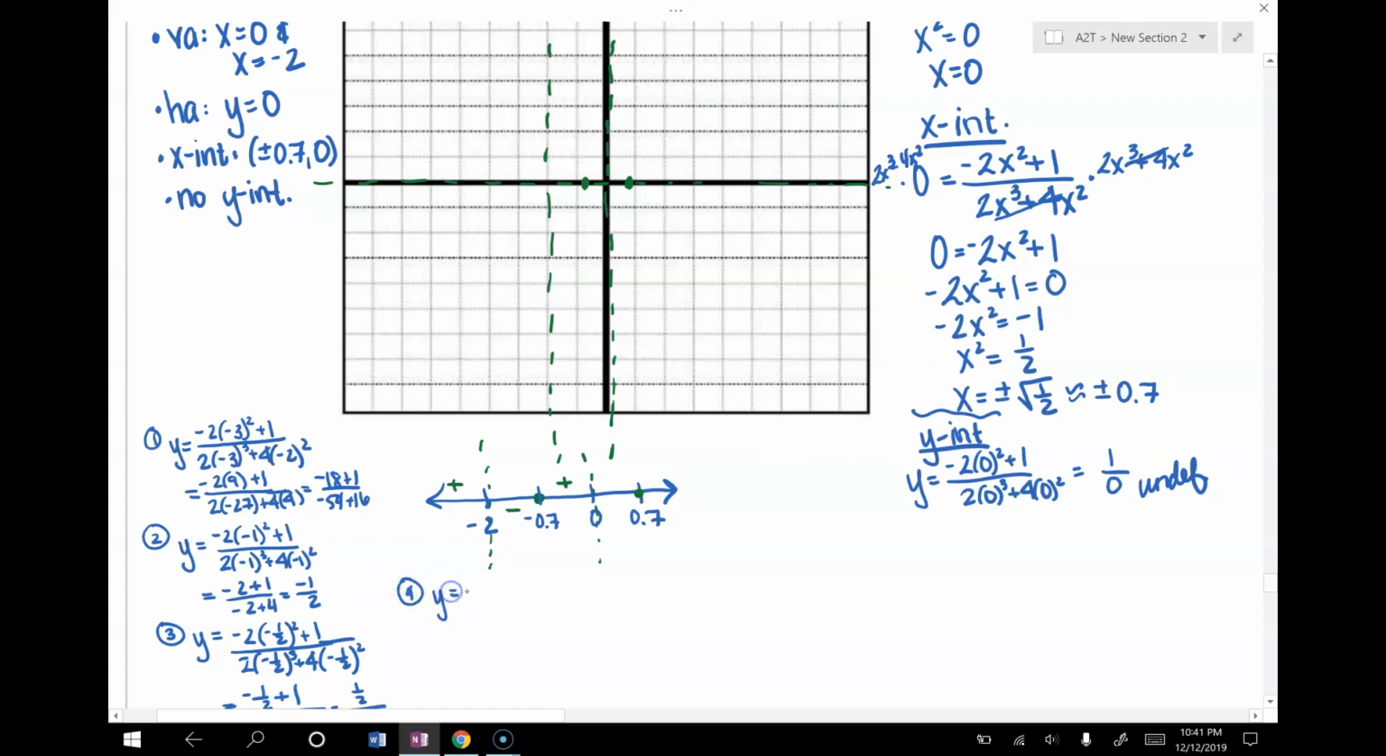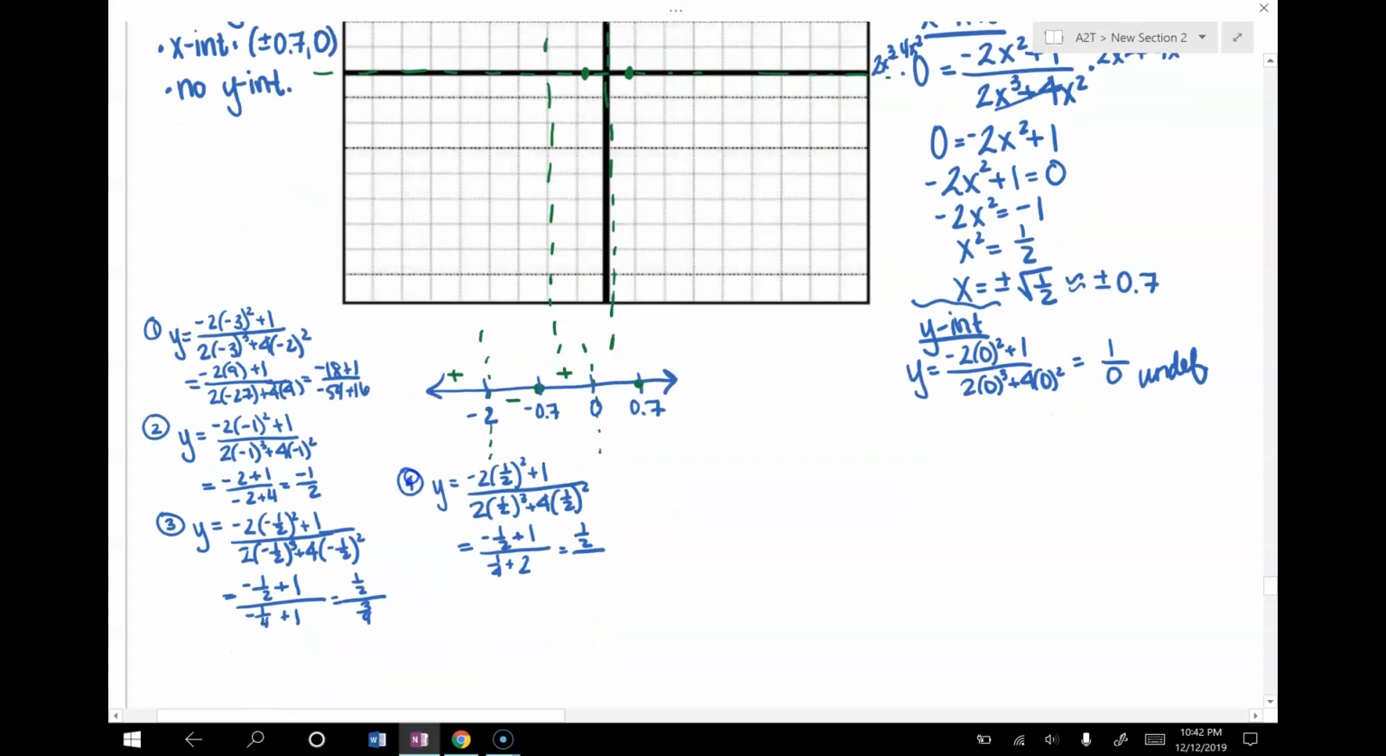So y is equal to negative 2 times 1/2 squared plus 1 all over 2 times a positive 1/2 cubed plus 4 times 1/2 squared. All right, so negative 2 times 1/4 is negative 1/2 plus 1. All right, and then we end up with 1/4 plus 2. Again, it matters about the sign.